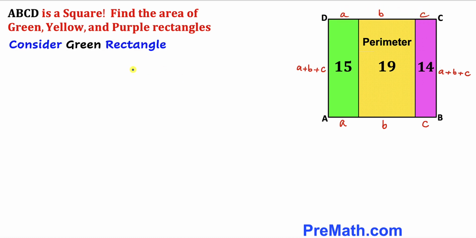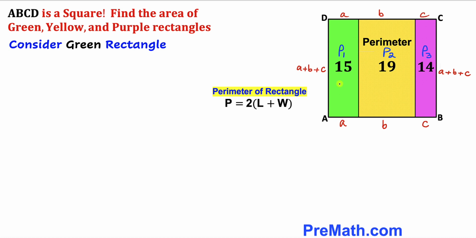And here's our next step. Let's focus on this green rectangle. And now we know that the perimeter of this green rectangle has been given to us as 15. Let me call this perimeter for this green rectangle as P1, for this yellow P2, and for this purple P3. Let's recall the perimeter of the rectangle, which is equal to 2 times (length plus width).